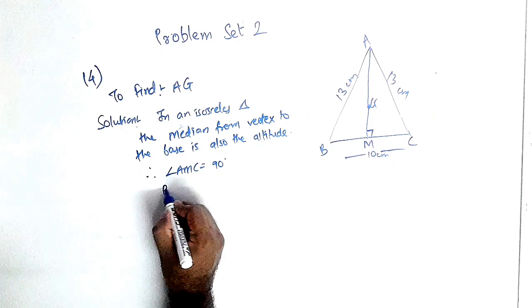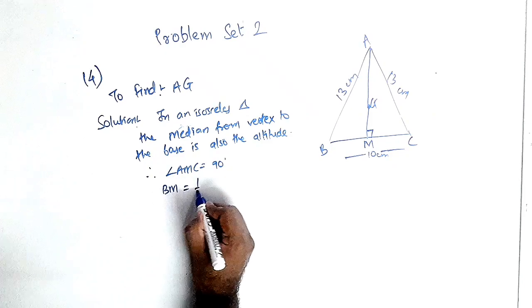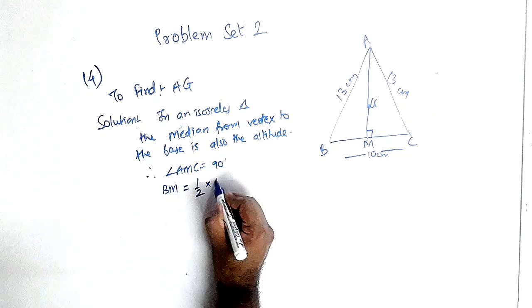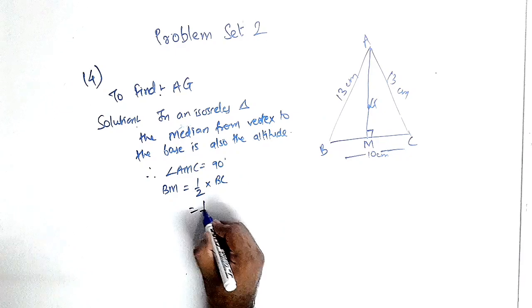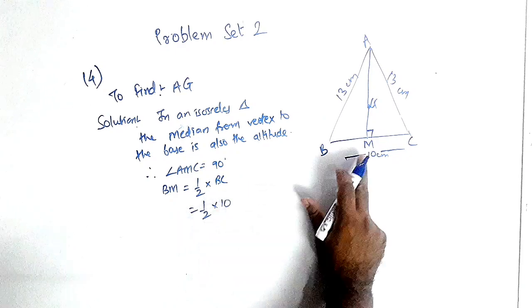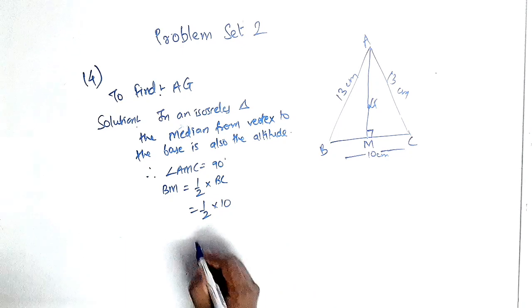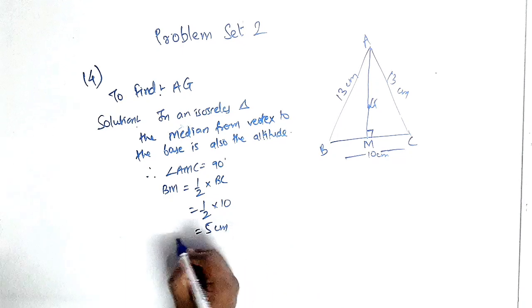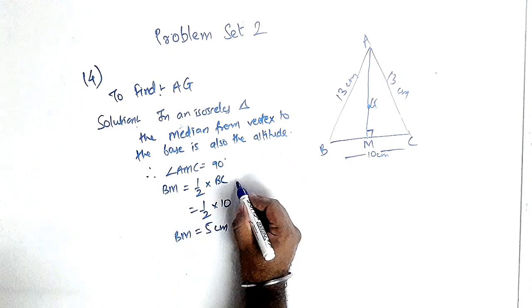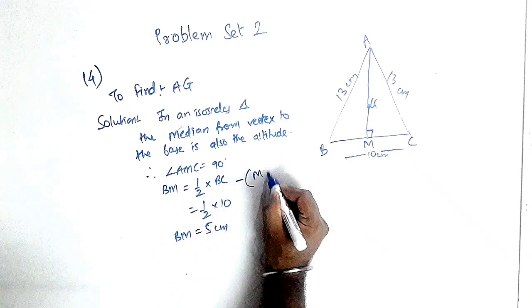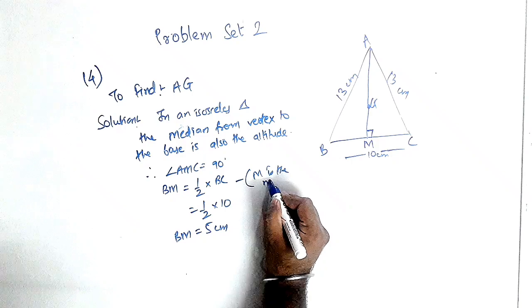So I can first write here BM is equal to half of BC. So it is half of 10. You know M is the midpoint. So BM becomes 5 centimeter. This is because M is the midpoint.